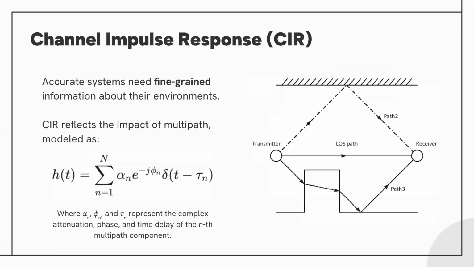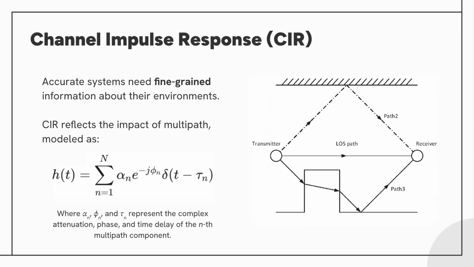Building off of that, as Ella said, due to the fact that the signal is really going to go everywhere due to the multipath, we can get really fine-grained information about this environment from the wireless signal received. So researchers have developed a function known as channel impulse response, or CIR, that accurately reflects the impact of multipath, modeled by little h of t. You can see in that diagram that there are going to be several different paths where the signal can be reflected or partially absorbed by a wall.